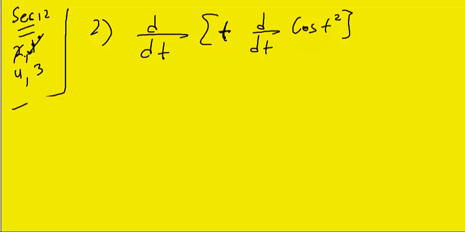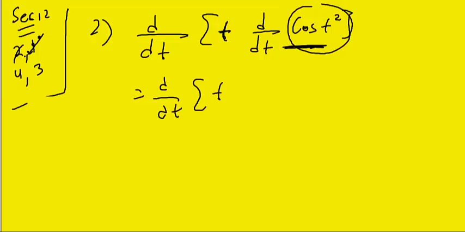Alright. I got to work from inside out. I got to take the derivative of that. Okay. Let's take the derivative of this. So this is d dt. Leave this t alone. What's my outside function here? No. No. What's my outside function?